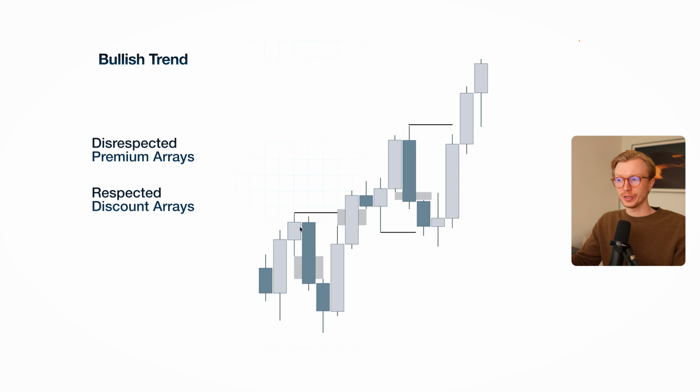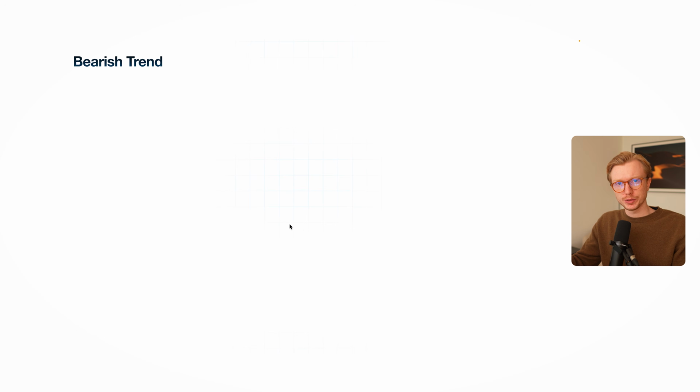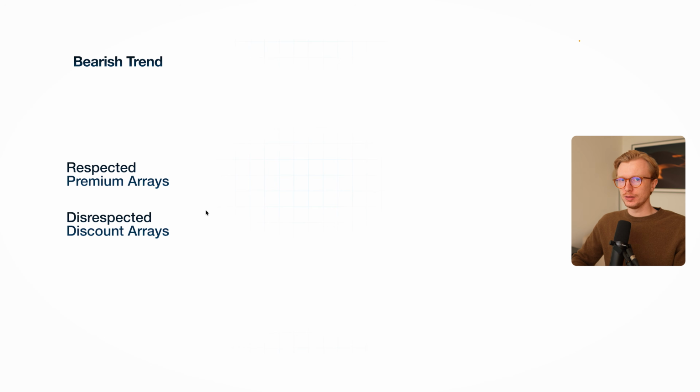Now, what if you invert this? When we're talking about a bearish trend, when we are going lower instead, again, if we objectify the bearish trend, then that all starts with respected premium arrays and disrespected discount arrays.